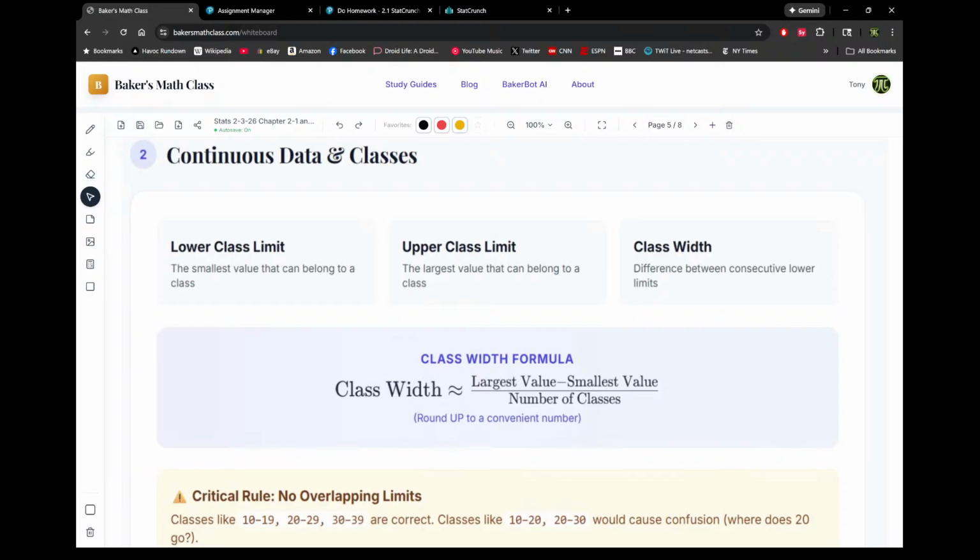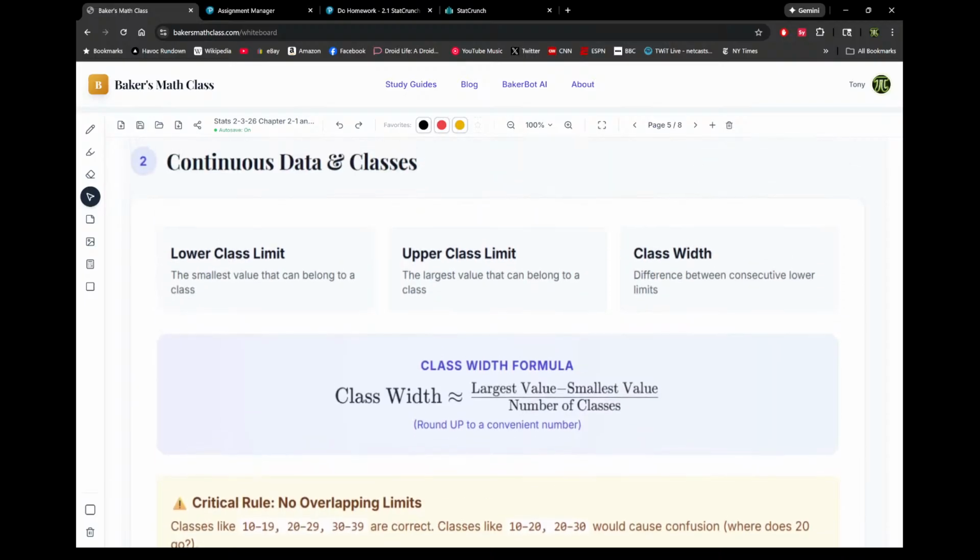So now, here's the question. If it's continuous and every single number counts, I can't organize it the same way. Okay? I'm not going to be able to count how many 2.3s there are, or 2.35s there are, whatever else, because every single number in between those would count.